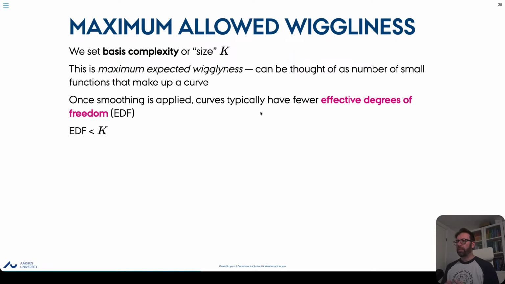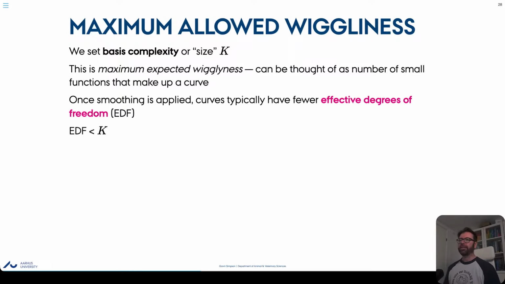So when we're doing this, we set the basis complexity, or how many basis functions we are going to use to represent our smooth, and our function that we want to approximate. You can think of this value of k as being the maximum expected wiggliness. It's how many small functions would you need to make up the curve that you think is the real relationship?